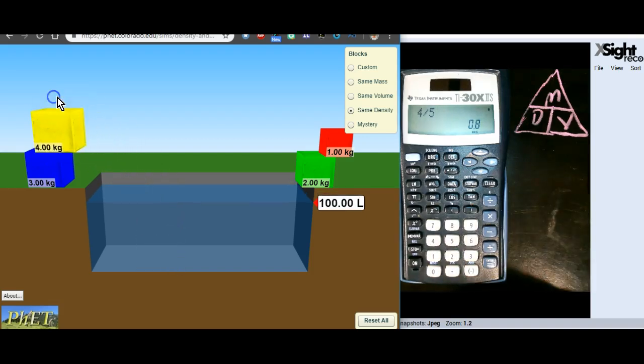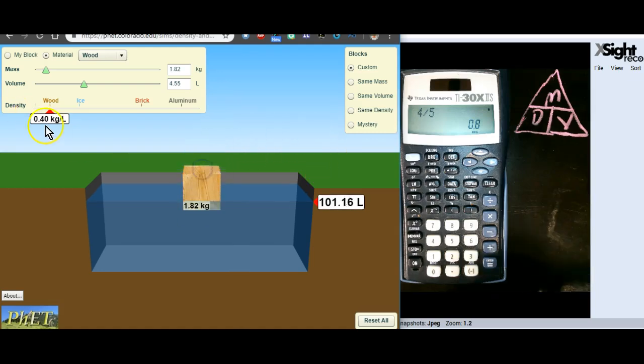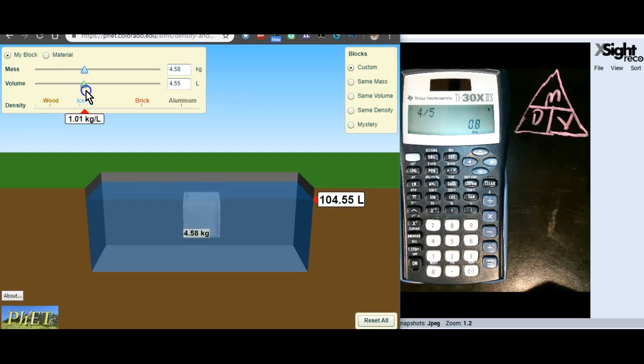So how do I know if something's going to float or sink? So let's go to our custom. If you look at the density up here, look, it's 0.4. It floats. So let me change this to a custom one. So look what happens as I increase the mass, but more importantly, look what happens to the density. As soon as I'm over 1, look what happens. It starts to sink to the bottom. As soon as I'm less than 1, it's a floater.